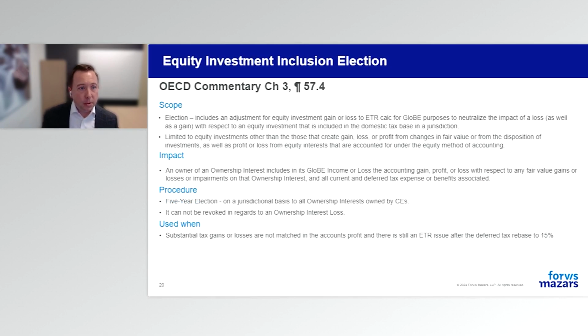And the equity investment inclusion election. Typically the equity gain or loss is excluded from GloBE income. This election would allow an MNE to actually include the gain or loss from an equity investment in the GloBE income. So just something to think about if there are substantial tax gains or losses that are not matching with the financial statement reporting, and there's still an effective tax rate that's getting below 15%. This may be an election to consider. It's a 5-year election. Again, it applies to all ownership interests in that jurisdiction. So it's one to consider with a long-term view as well.